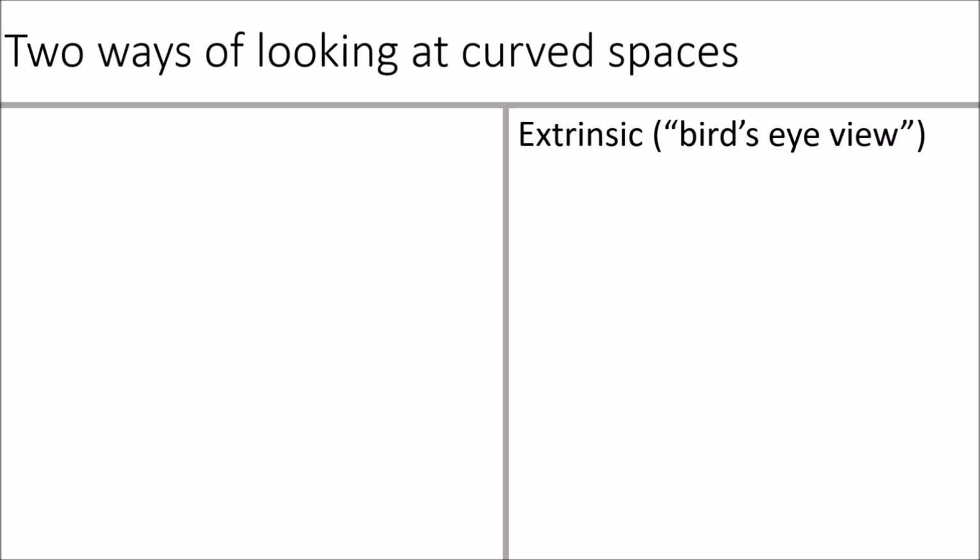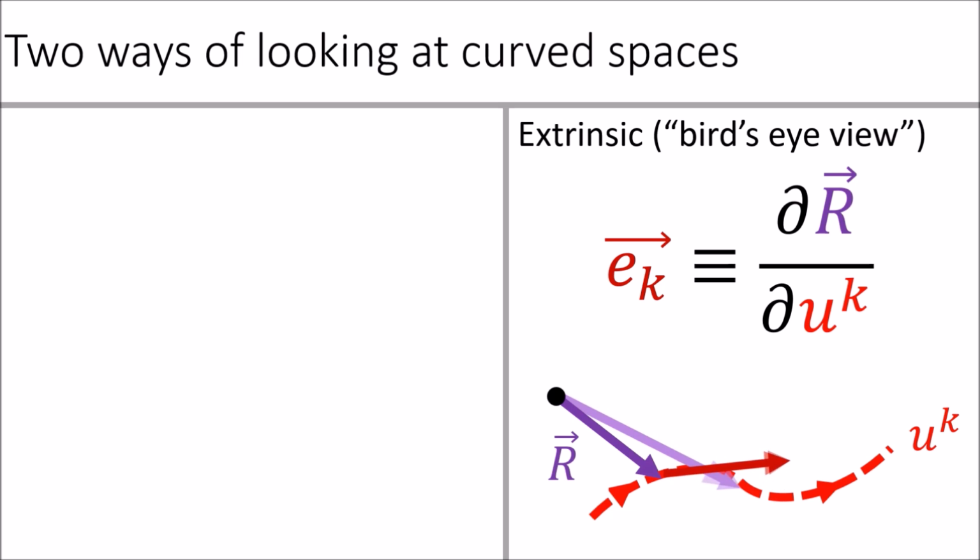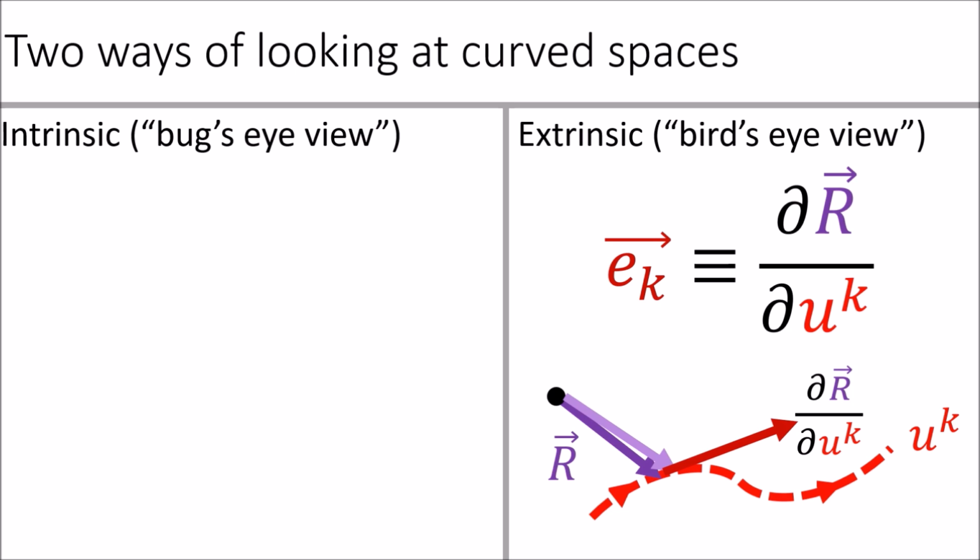In extrinsic geometry, we define basis vectors as the rate of change of a position vector capital R along curves. So the basis vectors end up being the tangent vectors along the curve. But now with intrinsic geometry, we don't really have an origin that we can use to extend position vectors from, since the space is curved.